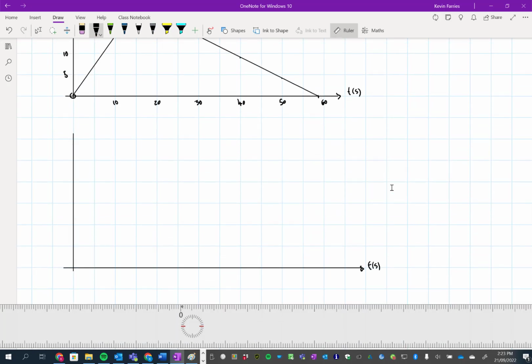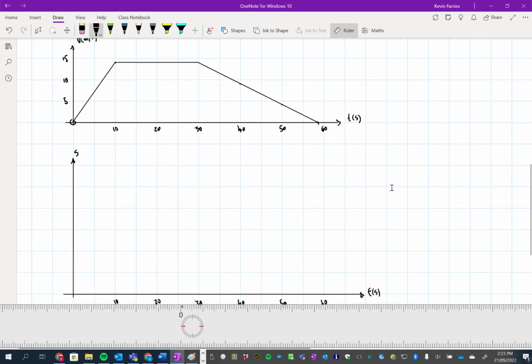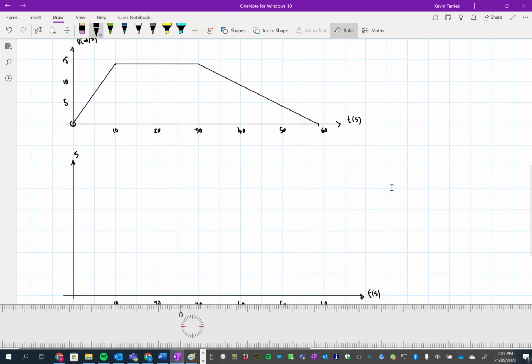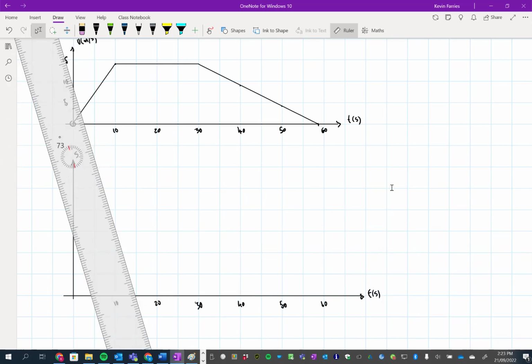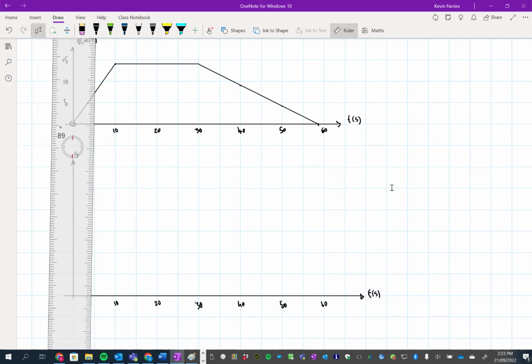Time in seconds. Again, we just put on our time along the time axis. And then here, displacement, in this case, displacement's the same as distance traveled. So then, now the issue here is, what we could do, that's 10, that's 5.